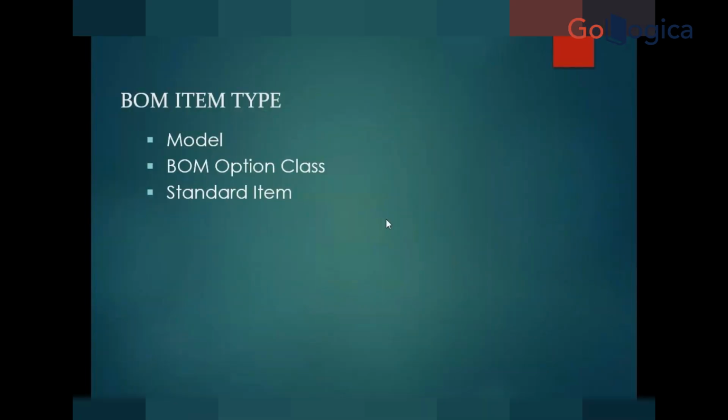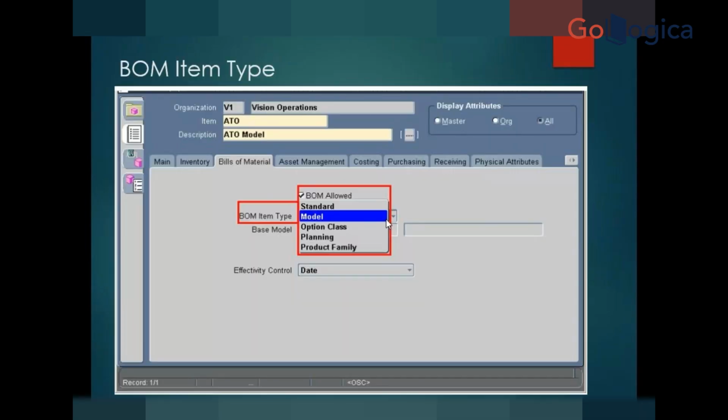So as I said, we have the BOM item type as three things: model, BOM option class, and standard item. Here in the bills of material, in the inventory, the item creation screen will have the bills of material tab. There we have standard, model, option class, planning, and product family. So basically, we mostly use the standard, model, and option class. The standard item, model is a model, and the option class. Planning and product family, what is this?